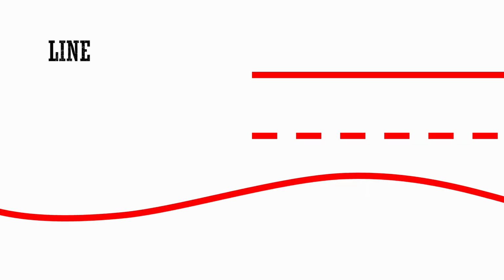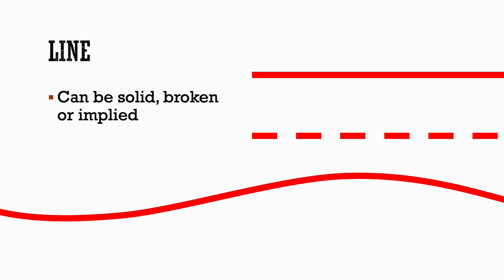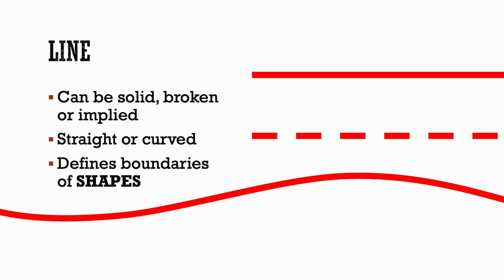Line is one of the ways we get these delineations. It can be solid, broken, or implied. And obviously, it can be straight or curved. This defines the boundaries of shapes.